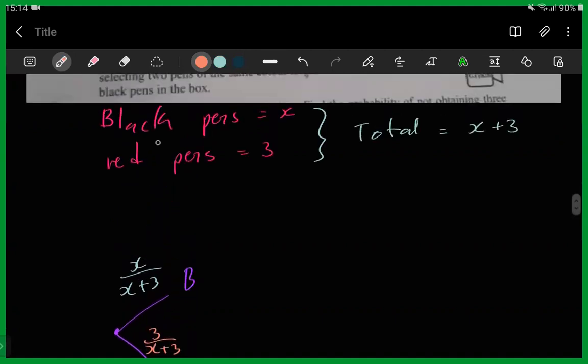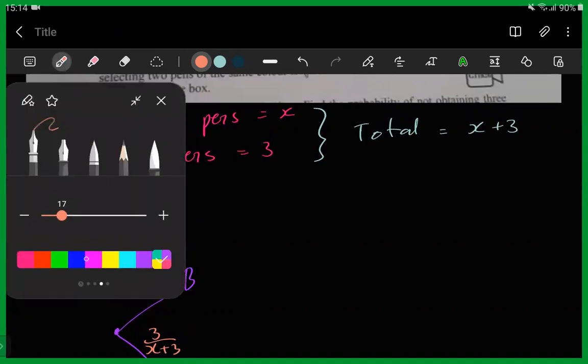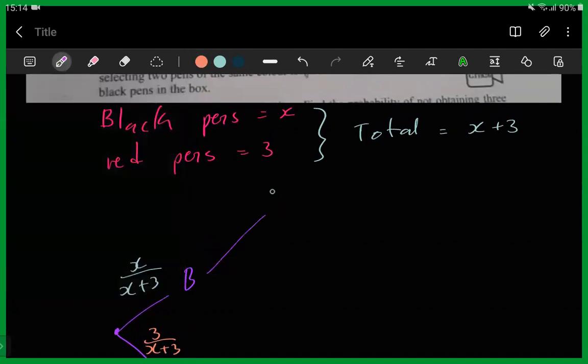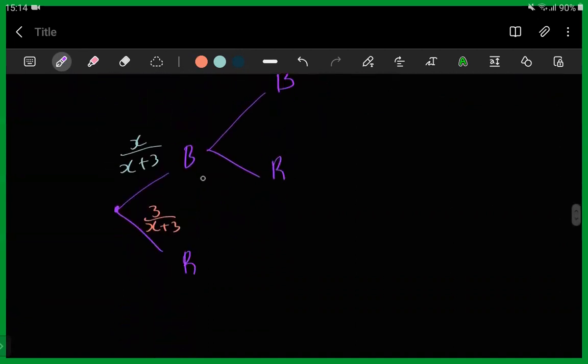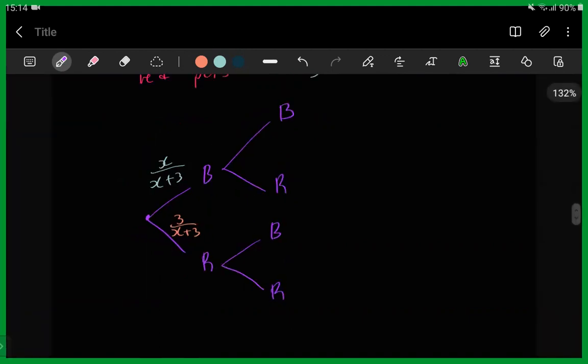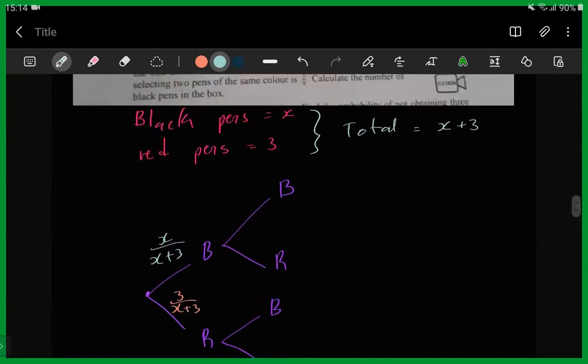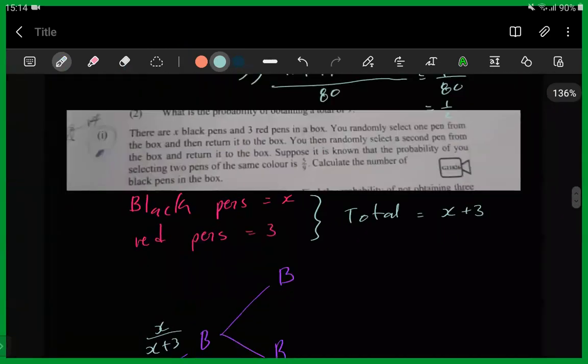So the idea is, once you choose a black pen, if you're going to choose a pen again, 2 options again. You either choose another black one or you choose a red one. But if you chose a red one in the beginning, still, the second time you choose a pen, it's either going to be a black one or a red one. So this is showing 2 different alternatives of events that can happen. So choosing a black now, remember they said that you then randomly select a second pen from the box and return it. But the thing now is, when you took out the first one, you also returned it. So in total, you still have X plus 3 pens.